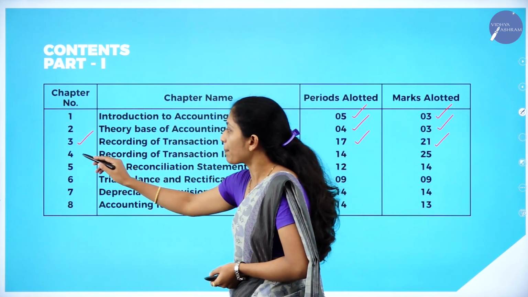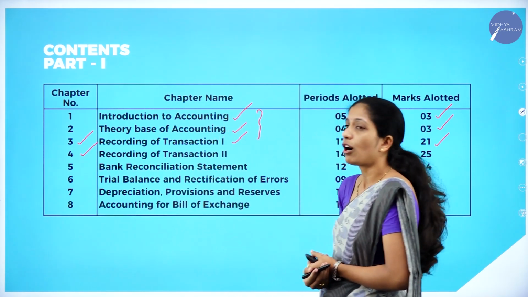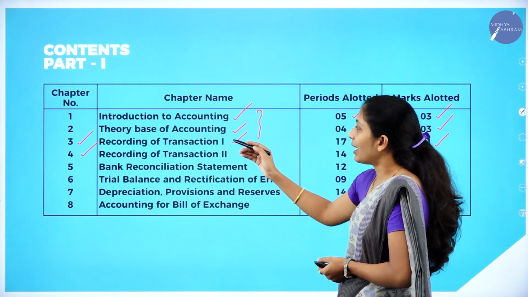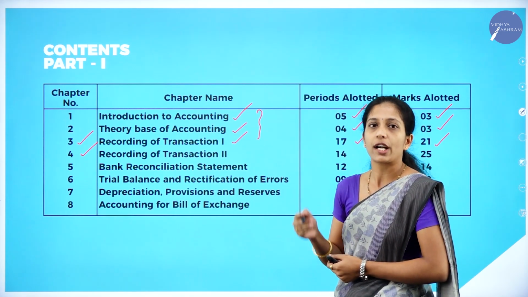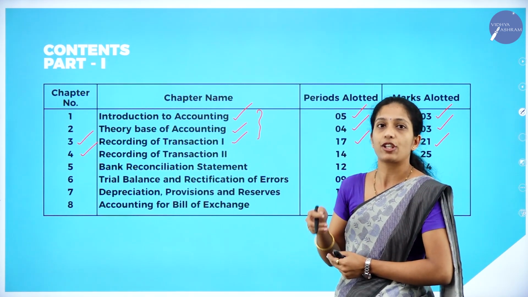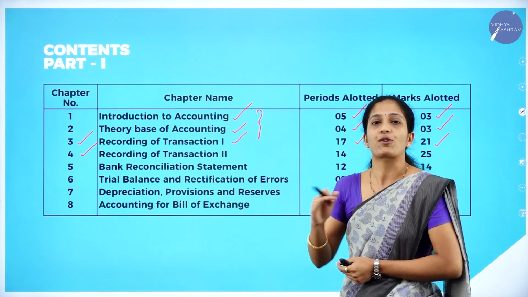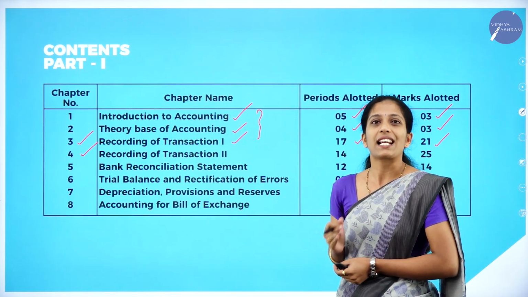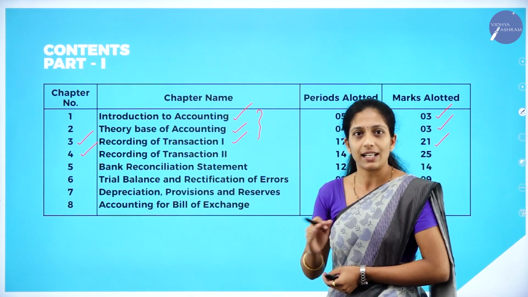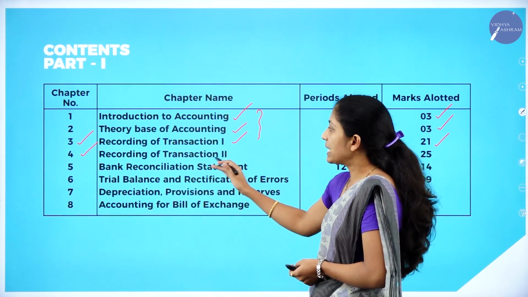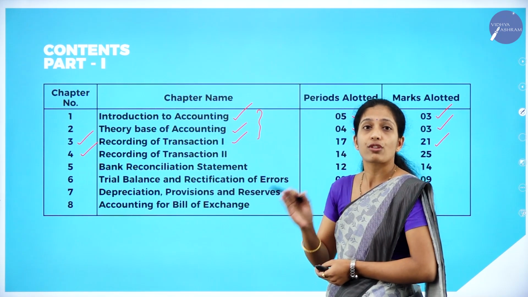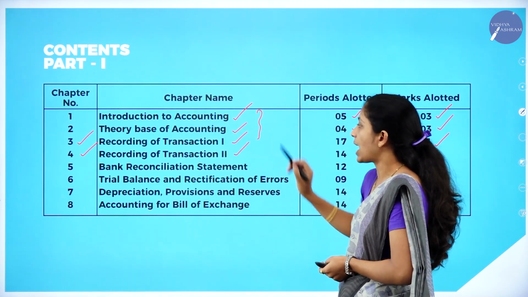Next, coming to chapter 4. Recording of transaction 2. So it is a continuation of recording of transaction 1, that is, a continuation of chapter 3, where you are going to learn about various types of subsidiary books. So there are a number of subsidiary books, you will learn about it later. Now recording of transaction 2 is also one of the important chapters.